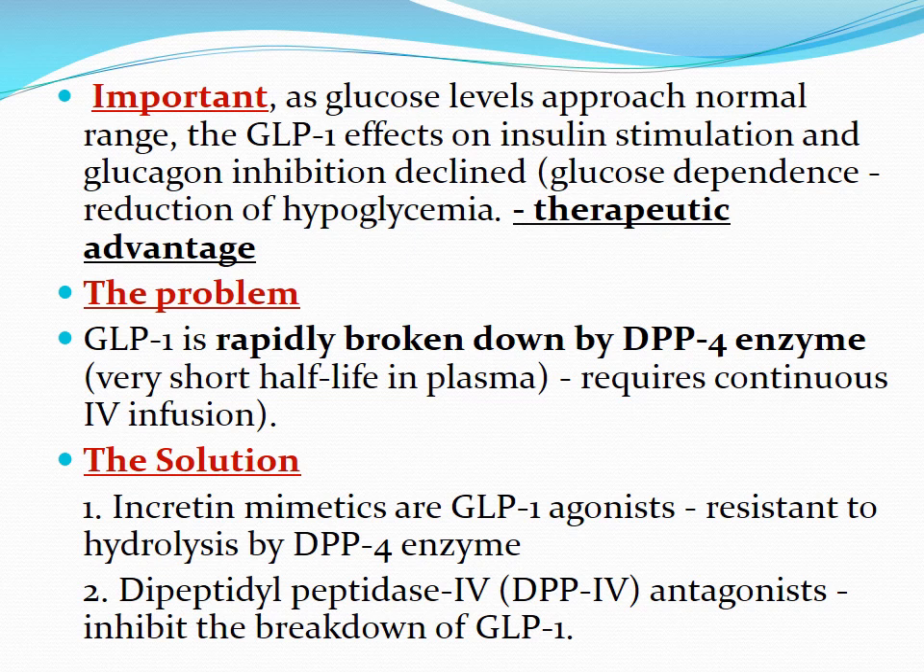A solution for this problem is incretin mimetics, which are glucagon-like peptide 1 agonists that are resistant to hydrolysis by the enzyme. This is the first solution. The second solution is the use of dipeptidyl peptidase 4 inhibitors, which will inhibit the breakdown of glucagon-like peptide 1.